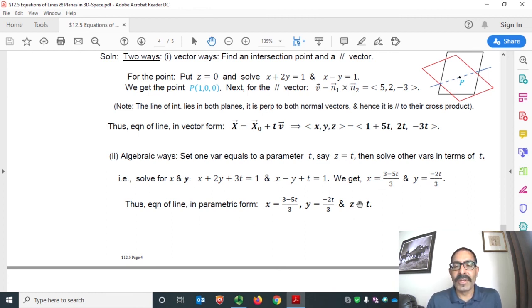You may be wondering why we have two different equations of the same line. The equation of a line in vector form, parametric form, or symmetric form is not unique. Awesome. So let's move on.